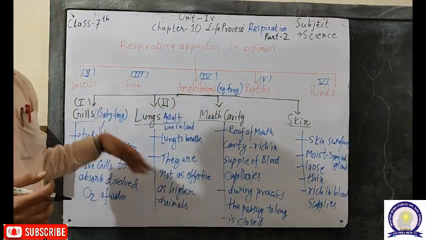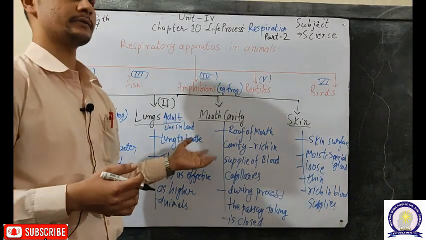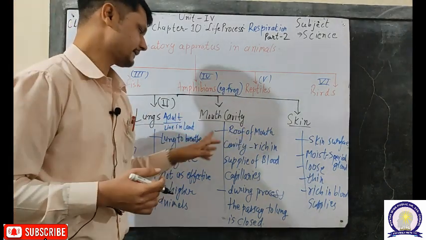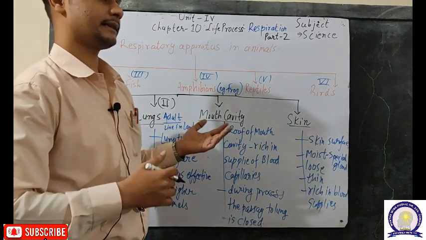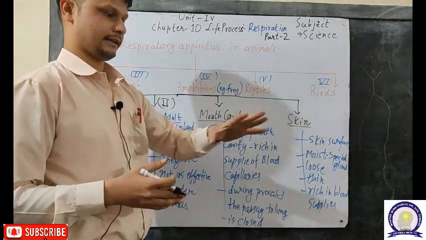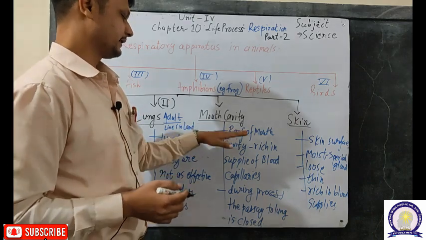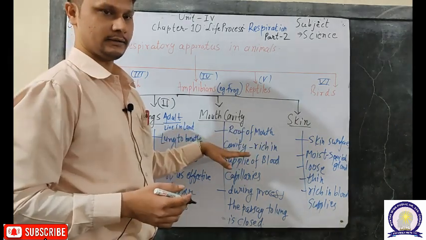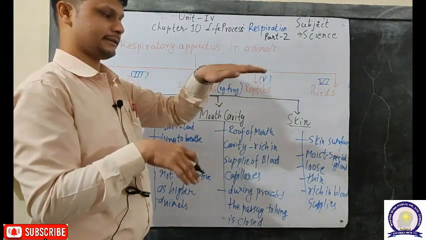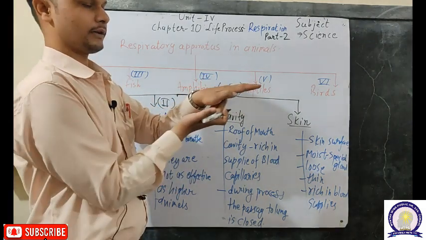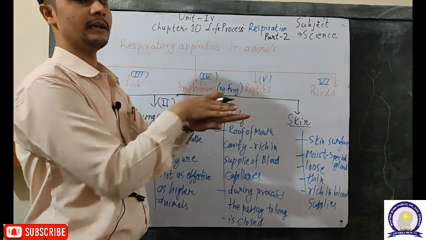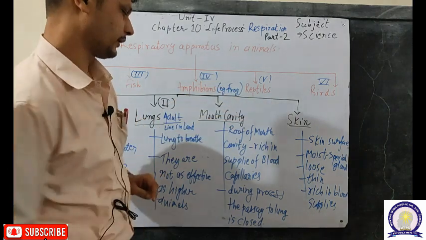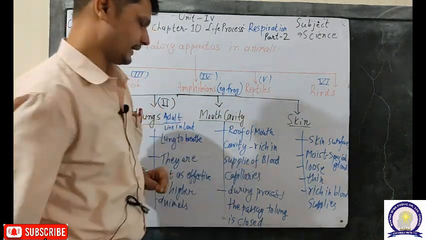So they have to modify their respiratory apparatus with another two techniques. The first one is the mouth cavity. So how does the amphibian respire through the mouth cavity? The roof of the oral cavity is richly supplied with blood vessels and is in direct contact with the air, so the roof of the mouth is rich in blood supply and capillaries.